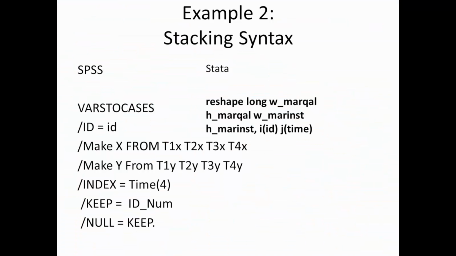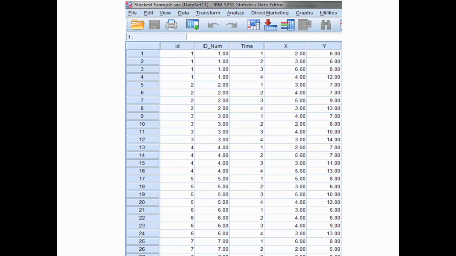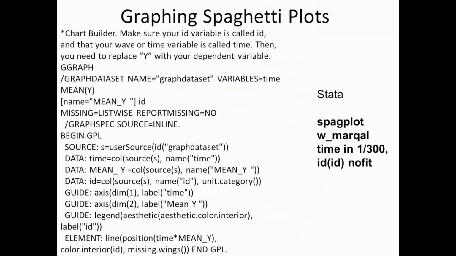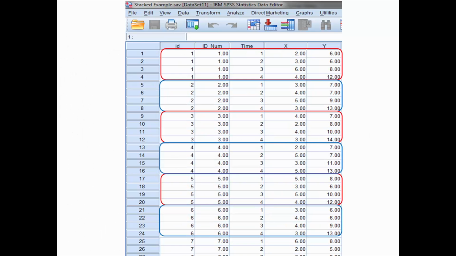And we might apply this SPSS syntax, VARSTOCASES, making x from the x variables and making y from the y variables with 4 time points. In Stata, you would use the reshape command, and we would then see something that looks like this, where each person has four rows of data, with the time variable being what helps us to know for ID number 1, for example, which time point the x and y variables are from. So this is what the data look like when it's stacked.